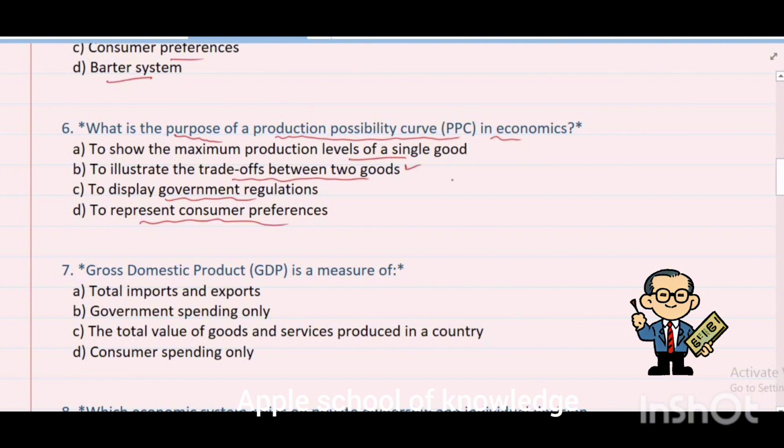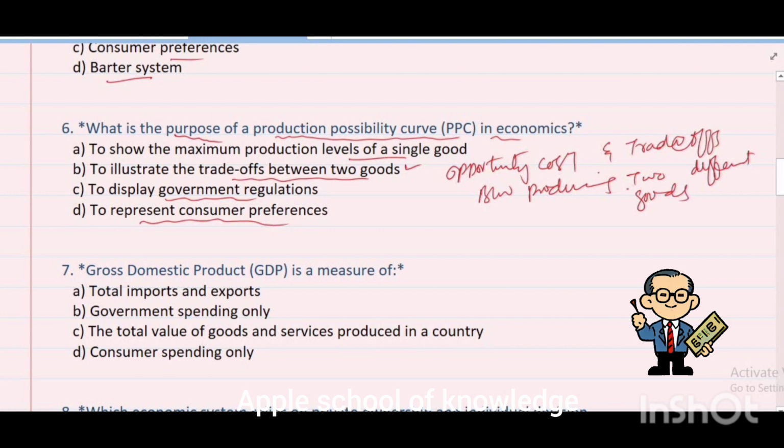And in the PPC, we are just dealing with that concept to show the opportunity cost and trade-off between producing two different goods.